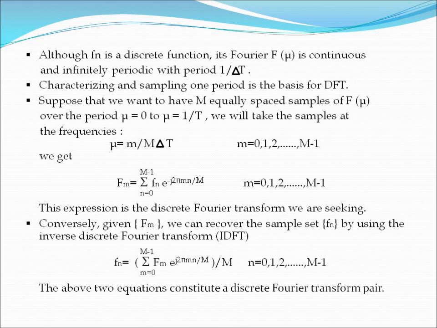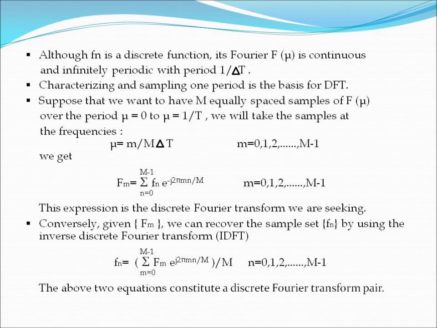Now coming back to our topic, suppose that we want to have M equally spaced samples of F(u) over the period u equal to 0 to 1 by delta t. Then we will take the samples at the frequencies as shown. The expression which we get is the discrete Fourier transform which we are seeking.